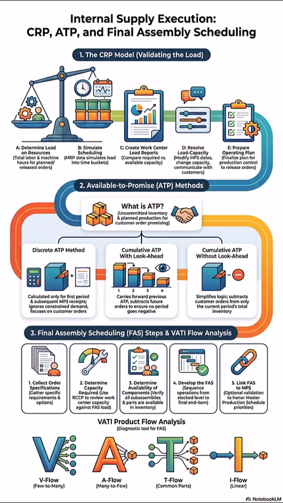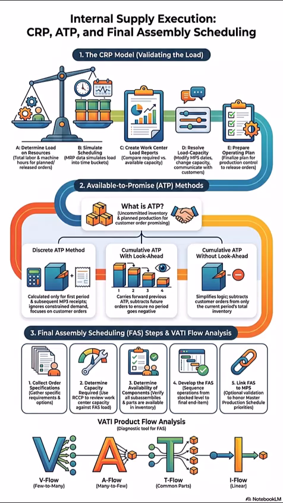Very grounded. But the execution of that math varies, right? The literature breaks down two primary ways to run these numbers. You've got discrete ATP and cumulative ATP. Walk me through how discrete handles a complicated timeline. So, discrete ATP calculates availability in isolated buckets of time. For the very first period, it takes your physical on-hand inventory, adds any finished goods coming out of production during that specific period, and subtracts all the customer orders due before your next production run.